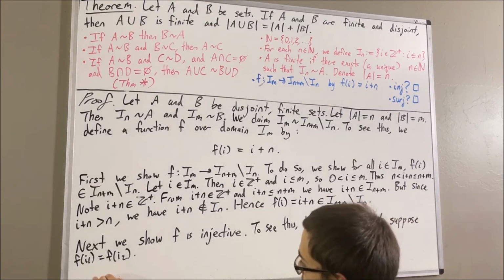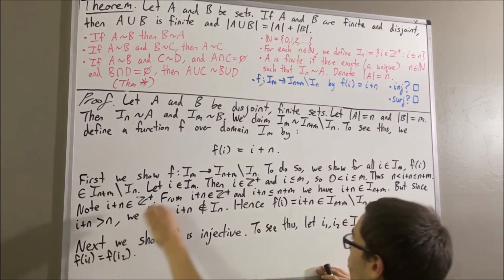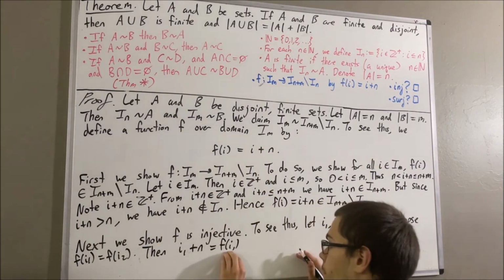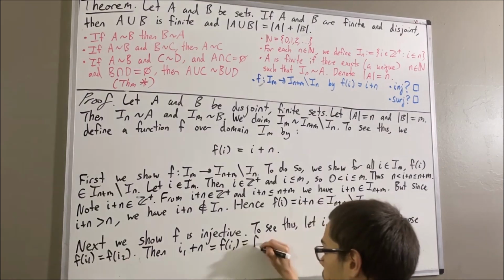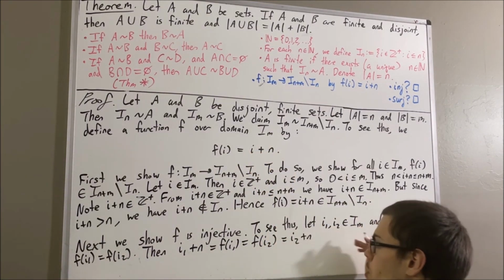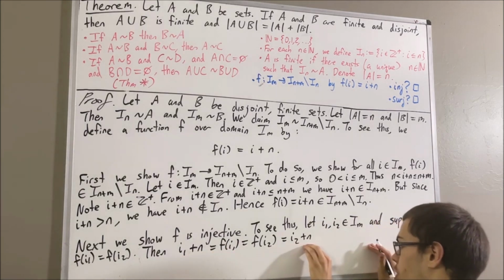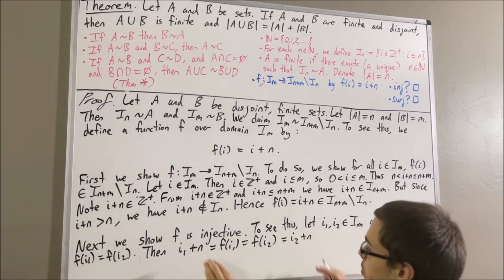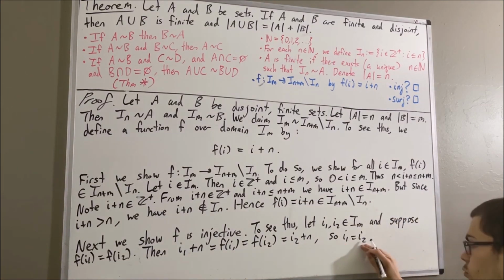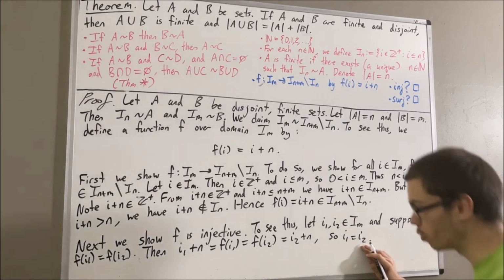And to start, well, we know that f of I1 is equal to I1 plus n. F of I1 is equal to f of I2, and f of I2 is equal to I2 plus n. So I1 plus n is equal to I2 plus n. Subtracting n on both sides, we obtain that I1 is equal to I2. And that's exactly what we wanted to show. So this proves that f is injective.